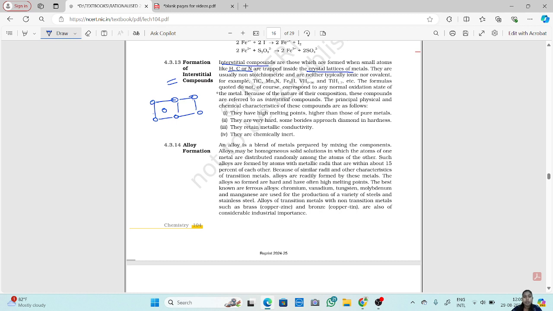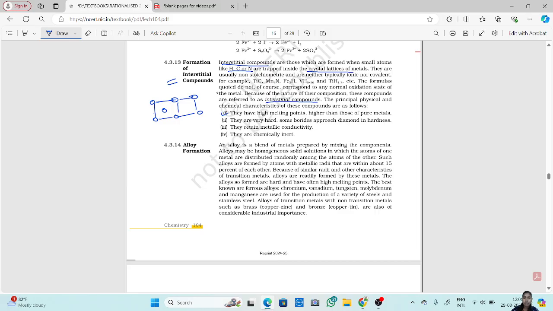Now, the formulas quoted do not of course correspond to any normal oxidation state of the metals. Because of the nature of their composition, these compounds are referred to as interstitial compounds. Since they occur in between the metals, they are referred to as interstitial compounds. Now, what are the principal physical and chemical characteristics of these compounds? How do they react, or what are the things they are involved in?